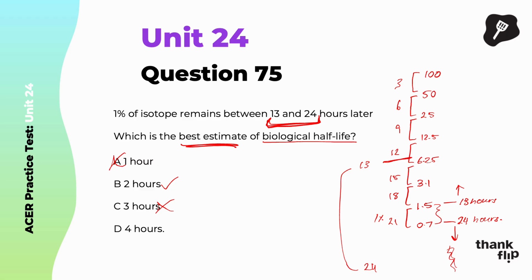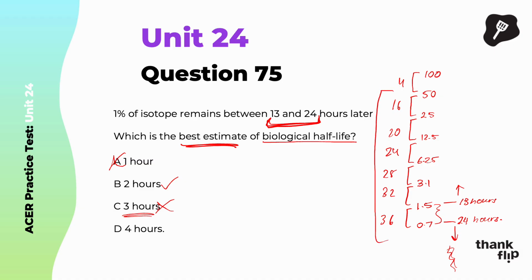Then we have 4 hours, which based on the 3-hour estimate, we can already assume is going to have an even broader range for us, which we don't want. But let's just write that out anyways. So 4, 8, 12, 16, 20, 24, 28, 32, and 36. So we basically have all the way from 50% to 1% as the range from 13 to 24 hours. So that's an even broader range. So that's not the best estimate here.